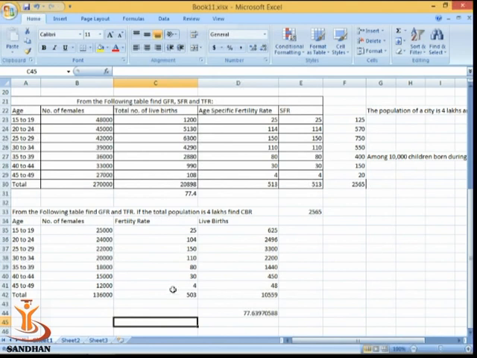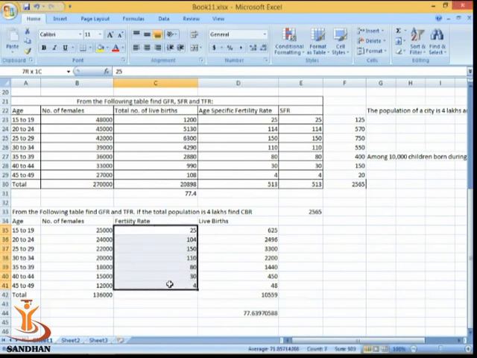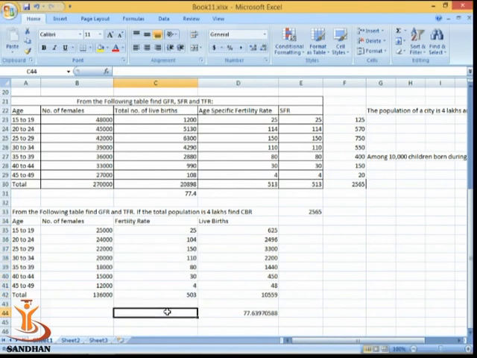What is TFR? So this is my total, summation SFR into I, means total of SFR. What is total? I am selecting this, and in total into I means what? 15 to 19, I am having 5 years again age group. So TFR equal to summation SFR into 5. My answer is 25.15.